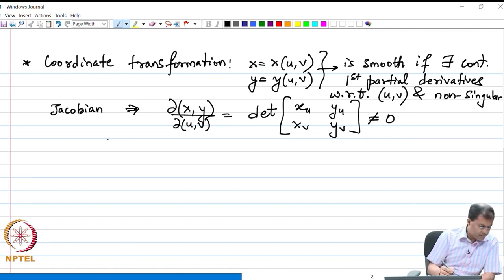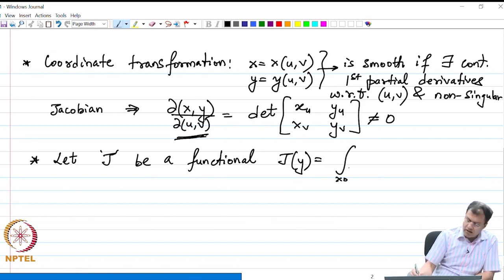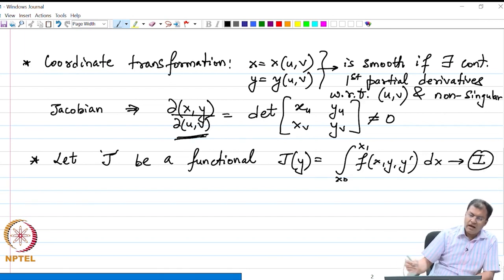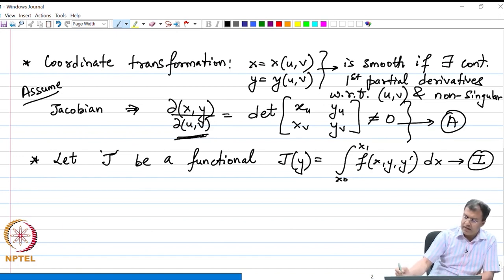So that is the underlying assumption. We either denote the Jacobian by this or the determinant of this matrix. Then let us look at a functional. Let J be a functional J of y, which is equal to the integral from x 0 to x 1 of f of x comma y prime dx, right. Let me call this functional expression 1, and let me call this assumption, assumption A.